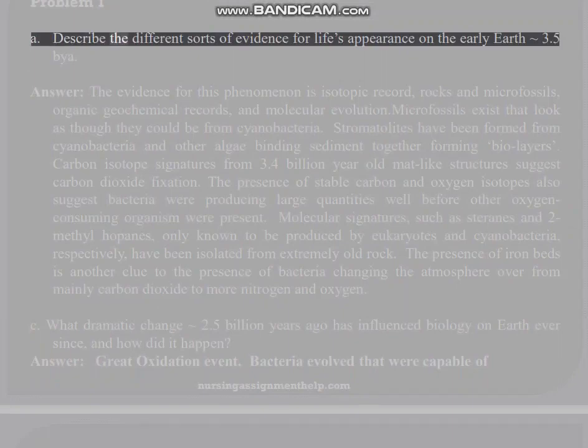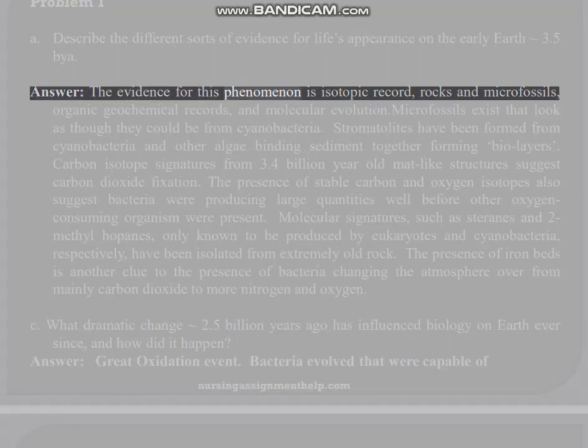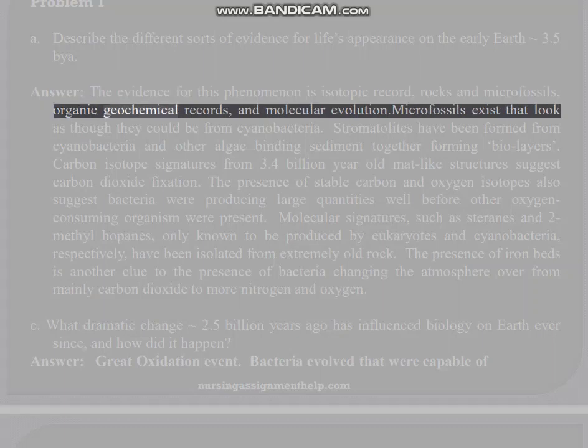Microbiology Assignment Help. Problem 1. A. Describe the different sorts of evidence for life's appearance on the early Earth. 3.5 billion years ago. Answer. The evidence for this phenomenon is isotopic record, rocks and microfossils, organic geochemical records, and molecular evolution.